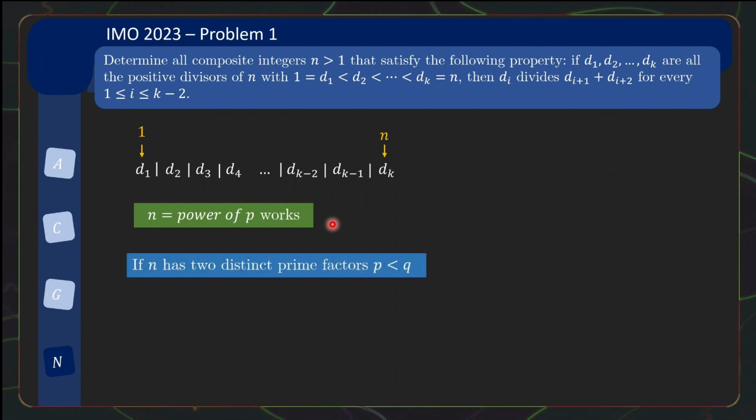So if n is not a power of p, it will have at least two distinct prime factors. Say two of them are p and q, where p is less than q. Now we pull back our necessary condition that we have deduced previously. We need this to hold.